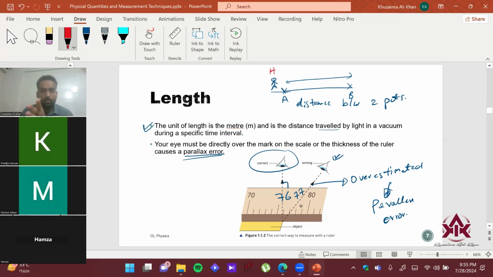Then we have some errors when we are measuring the length. Whenever you're doing some experiments, let's say a question comes in your exam and your question involves measuring lengths, they can ask you, what can be the source of uncertainty in the question? With closing your eyes, you will directly say it's a parallax error. So what is parallax error? Can anyone tell me what is parallax error, Khadija?